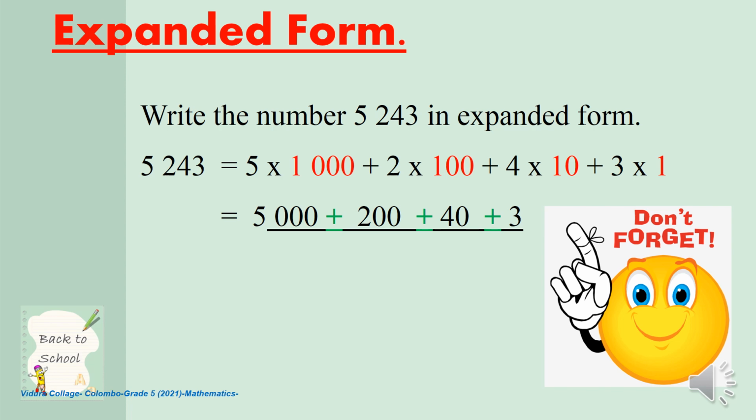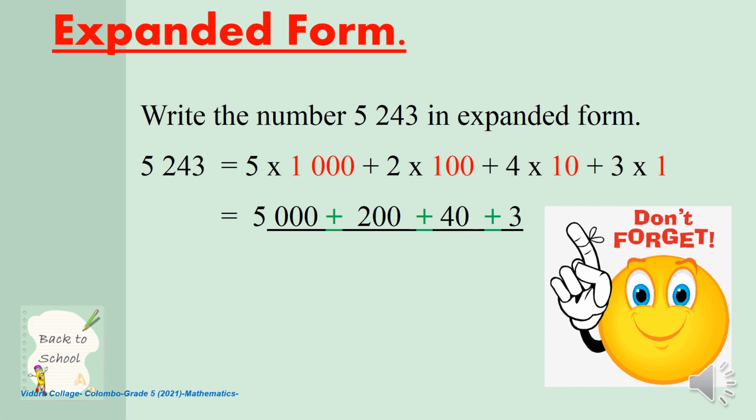So my dear kids, when you are expanding numbers, can you see here you have 2 steps. Don't forget it. You need to multiply each digit in the given number by its corresponding place value. You have to multiply the given digit by its own place value. 5 multiplied by 1000, 1000 is the place value of it. 2 multiplied by 100, 100 is the place value of it.